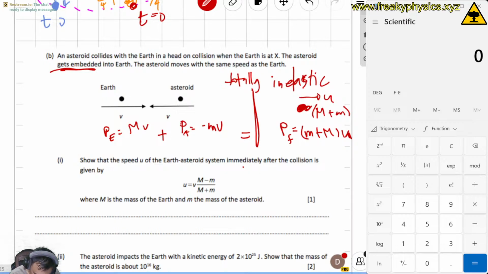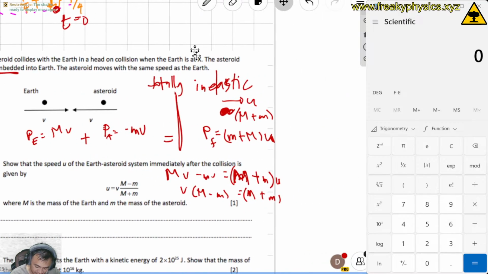So that's basically what we get. MV minus mv equals, you can do big M first, because we're just adding, plus small m u. The v can be factored out, and that leaves us M minus m here. Then from there, it's just a matter of simple algebra, moving stuff around. Okay, so that's the first part.